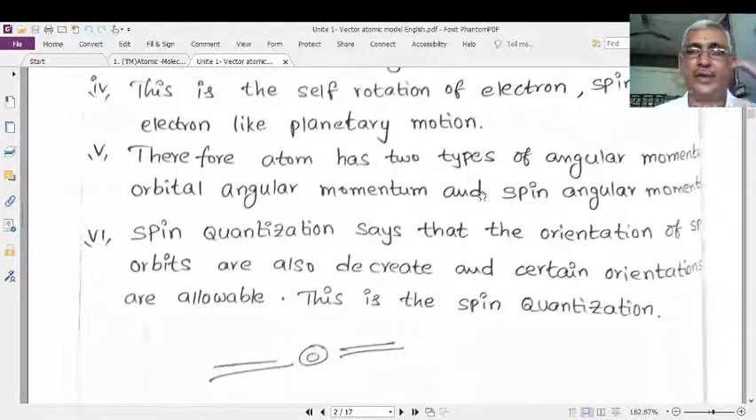Okay, right. This is the vector atom model. Very simple and very interesting. According to this model, the electron has two kinds of motions. One is the orbital motion around the nucleus in specific orbits, and the other is spin motion around itself. This motion also has specific orbits, not all orbits. Electron orbital motion is quantized, and spin motion is also quantized.